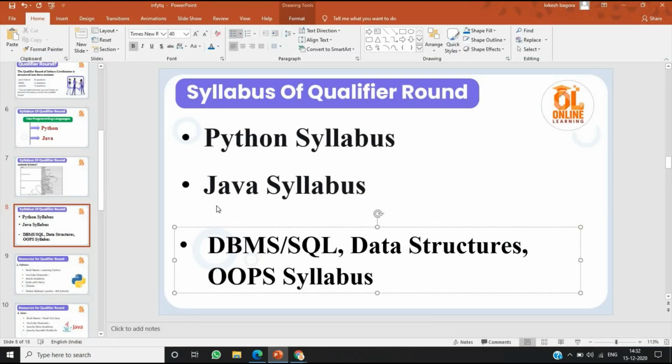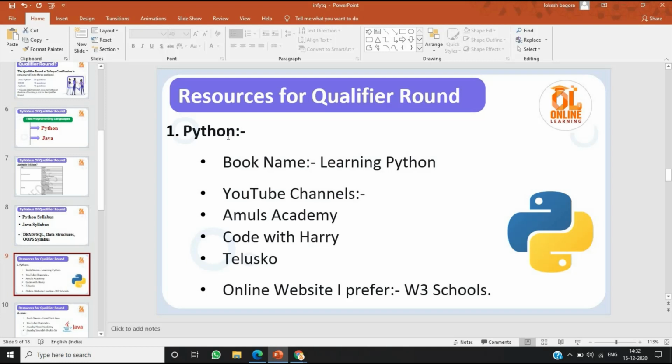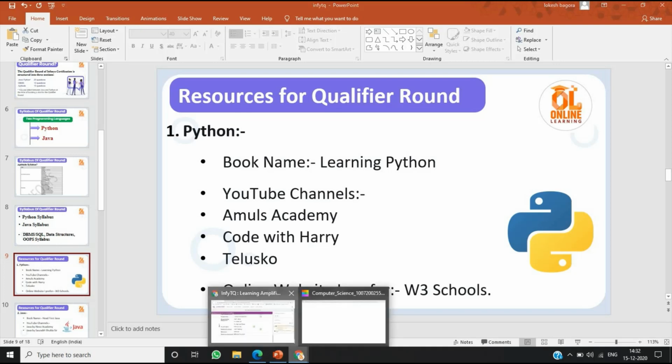So friends, these are the basic Python syllabus, Java syllabus, and DBMS SQL, data structure, OOPS syllabus. So for the resources for Python, I refer to the book Learning Python, which is the best Python book at all, because this book goes from beginner to advanced level. I also refer to some channels like Amul's Academy, Code with Harry, Telescope, because these channels are really important for beginners as well as advanced candidates, because you need to prepare for coding also. So you need to start learning from that.